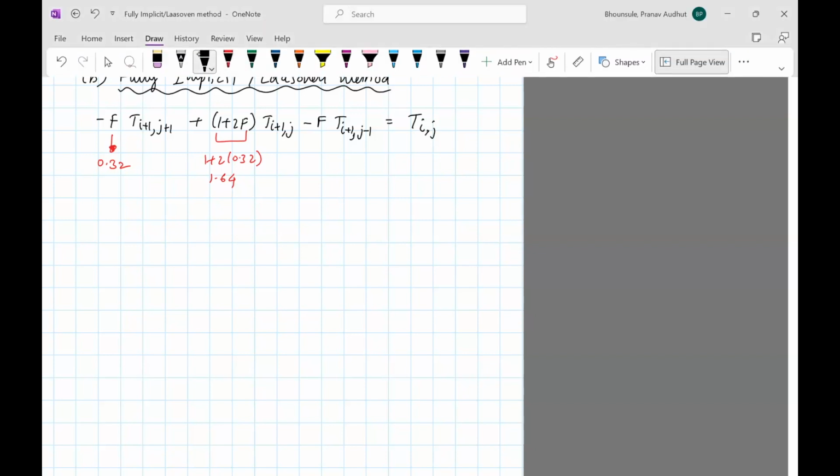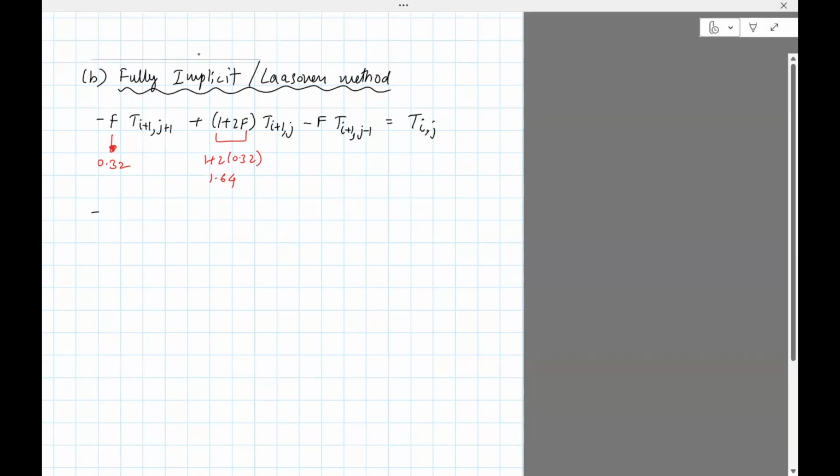So I can just rewrite this because we need it that way: minus 0.32 T(i+1, j+1) plus 1.64 T(i+1, j) minus 0.32 T(i+1, j-1) equals T(i, j). Okay, just substitution. That's correct.